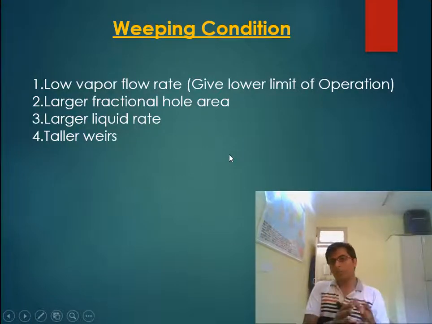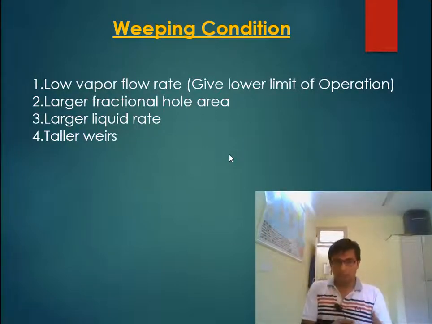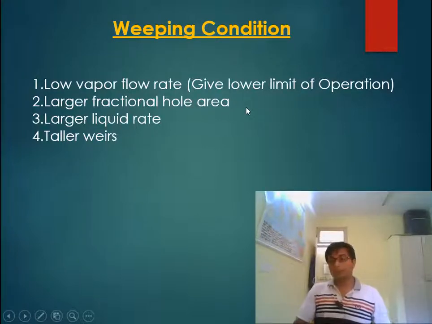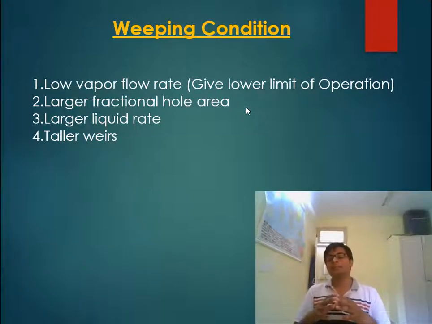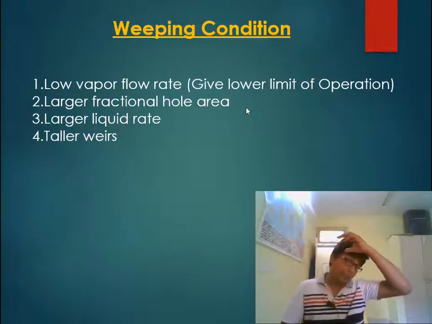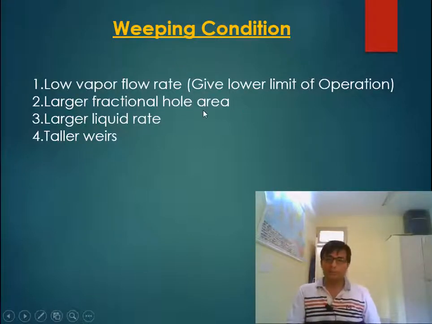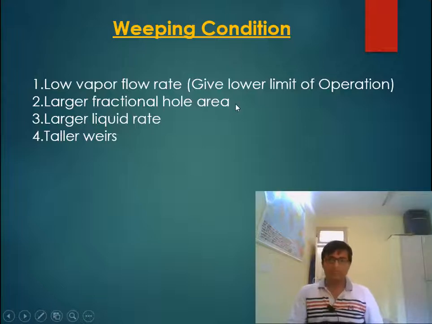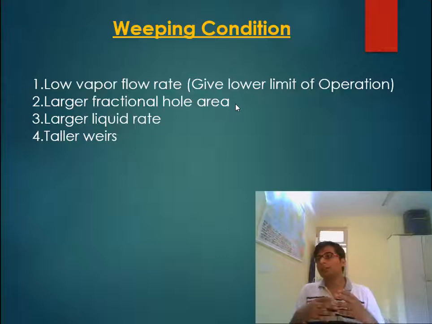So if I want to avoid this weeping condition, during design we may reduce the fractional hole area so that the vapor velocity will remain higher and weeping can be avoided. But again, when the hole area is reduced, the upper limit of vapor will also reduce, because in that case a higher vapor velocity will be through the orifice and that will lead to another problem called entrainment.